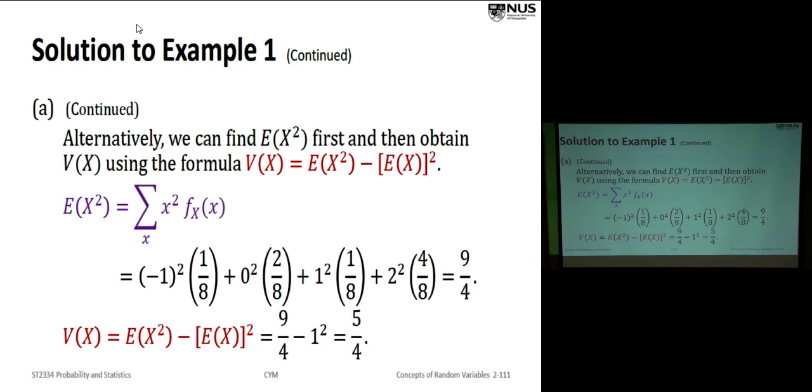The expected value of x squared is x squared times f of x, summed over all possible values of x. If x is equal to minus 1, I get minus 1 squared, and the chance that happens is 1 over 8. If x is 0, I don't care. If x is 1, I get 1 with probability 1 over 8. If x is 2, I get 2 squared times 4 over 8. You add those numbers together and you get 9 over 4. So the variance is 9 over 4 minus 1 squared, which is 5 over 4, exactly the same as the solution you got in the previous part. So it verifies the formula we've claimed in this particular scenario, though of course it is not a proof that this formula holds in general.